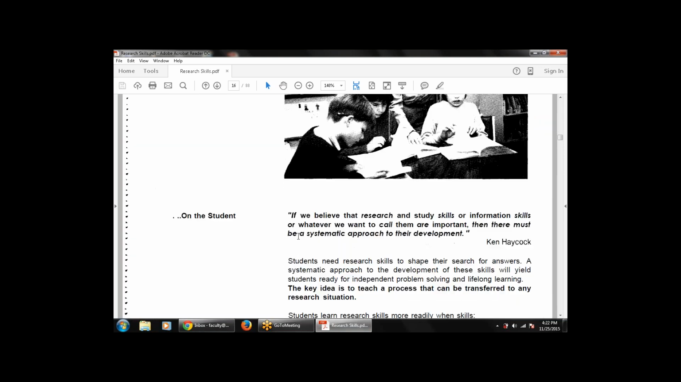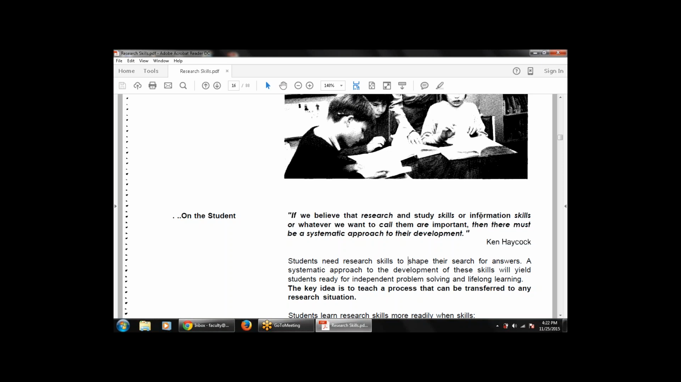Now, focus on the students. If we believe that research and study skills, or information skills, or whatever we want to call them, are important, then there must be a systematic approach to their development. There will be a systematic approach to the development of research.